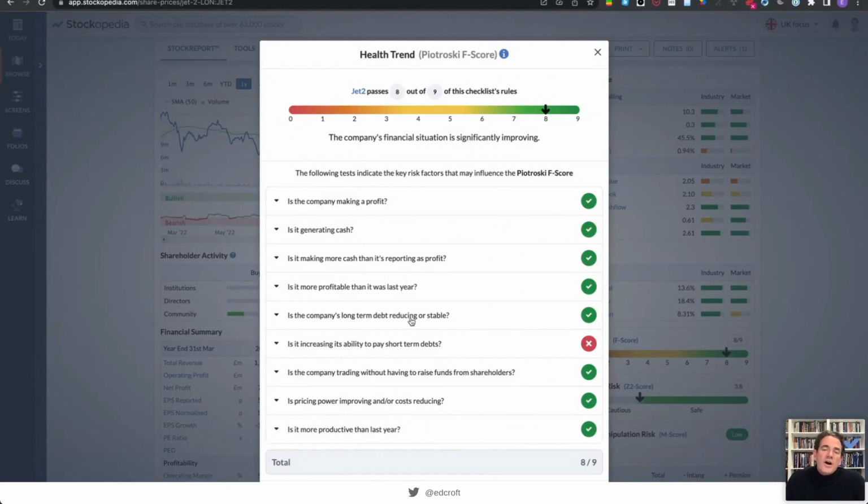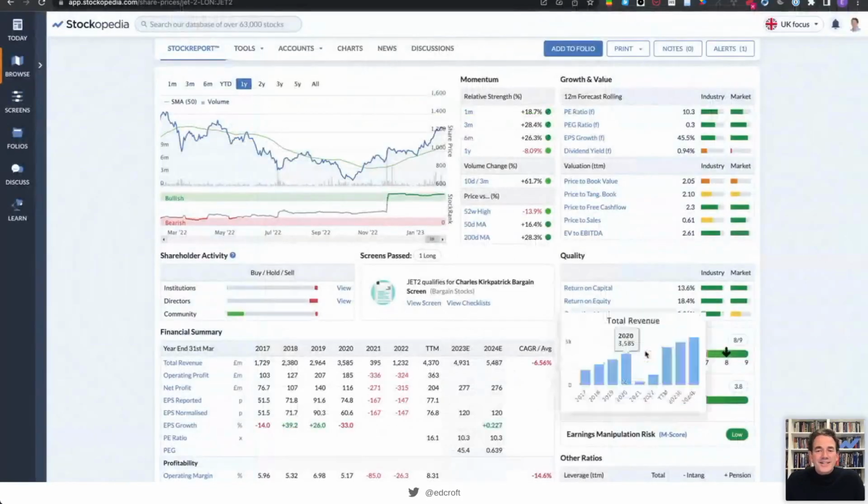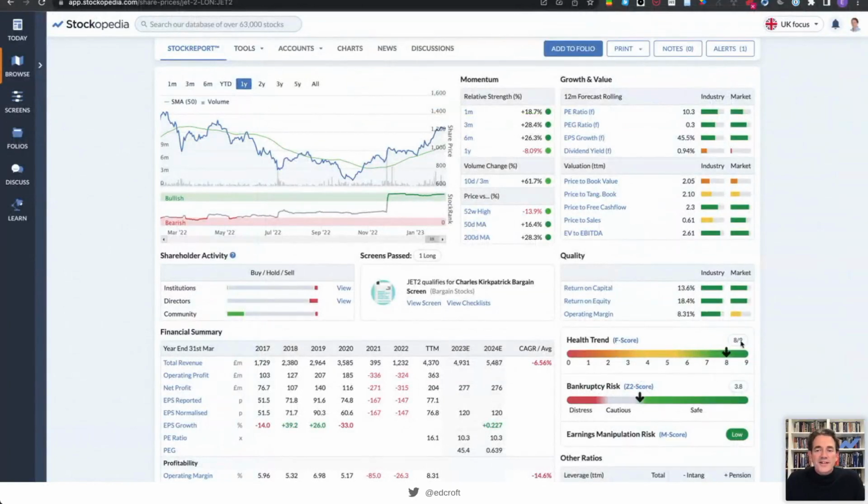And I don't want to be owning companies that have debt increasing, a worse ability to pay debts, that are raising funds to cover the problems, that are reducing pricing power, etc. So I don't like seeing things in 1 to 3 or 4. I prefer seeing things up 6, 7, 8, 9 in the health trend. The Z score, I'm more amenable to, as I said, because I've got more of a turnaround bias.